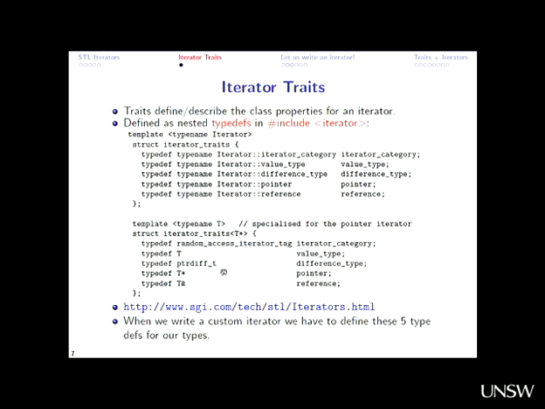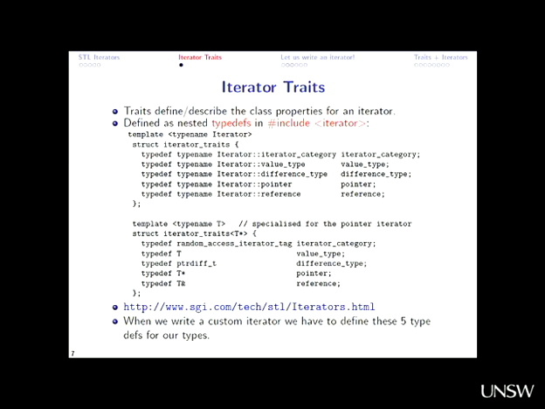Now, there's one extra thing here, this difference type. It basically is always ptrdiff_t. So it should basically stay like that. For difference type, it's just about always like that. And so when we write our custom iterators, we have to define these 5 type defs for our type. These 5 type defs tell the compiler that this is an iterator class.